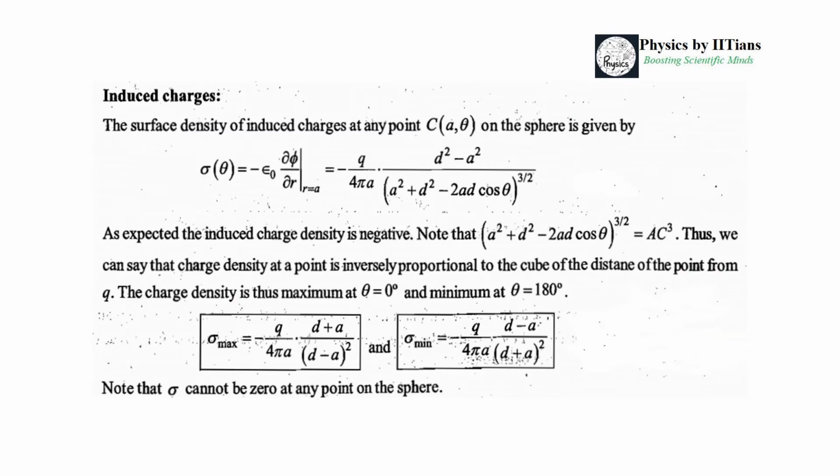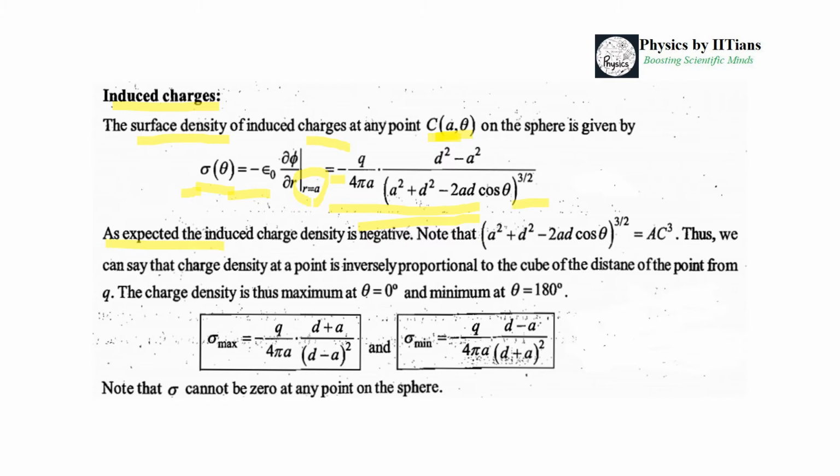Okay. If you want to find out the amount of induced charge, let us take the surface density of this induced charge at any point on the surface. The point we have taken is C, and C has coordinates A, theta. So what will that be? That is sigma theta equals minus epsilon naught into del phi del R, where R is at A. So phi we also have to find out. So it will become minus q by 4 pi a, d square minus a square by a square plus d square minus 2ad cos theta whole to the power 3 by 2.